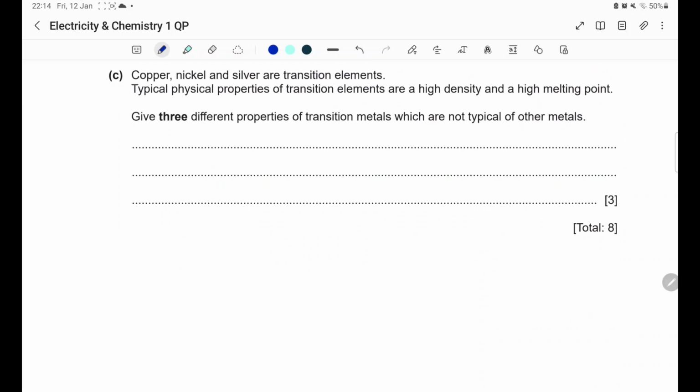Copper, nickel, and silver are transition metals. Typical physical properties of transition metals are a high density and a high melting point. Give 3 different properties of transition metals which are not typical of other metals. We have not covered this in the videos that I have released so far. So I will not be solving this right now. However, for anyone's information, transition metals have 3 distinct properties, and that is that they are catalysts, they have variable oxidation states, and they form colored compounds.